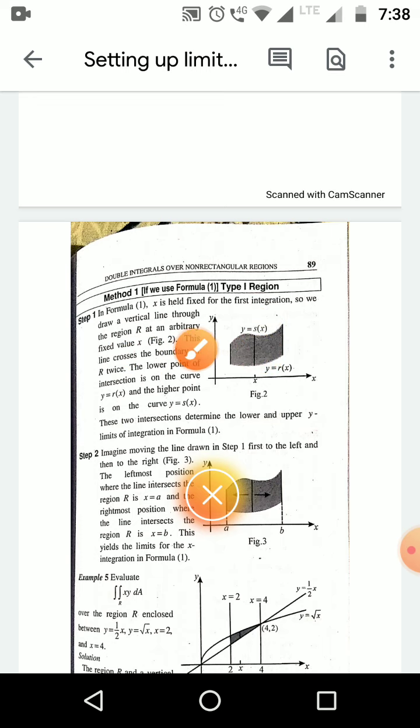This line crosses the boundary of R twice. Suppose that this shaded region represents the region R. So this vertical line crosses the boundary of R twice. The lower point of intersection is on the curve y is equal to r of x, and the higher point is on the curve y is equal to s of x. These two intersections determine the lower and upper y limits of integration.